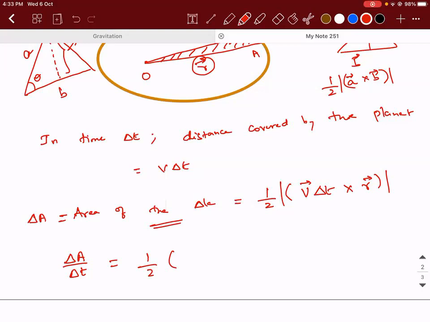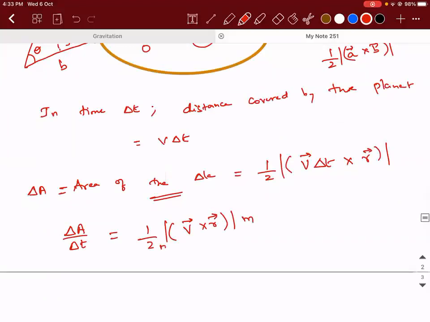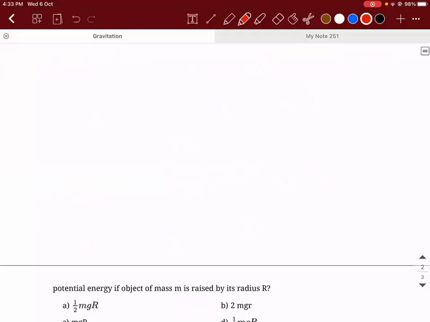So delta T, I bring it this side, then it will become V vector cross R vector in the magnitude. Multiply and divide it with M. So you will get M into V vector cross R vector, the whole divided by 2M. What is the answer? L vector divided by 2M, or L divided by 2M for that matter.